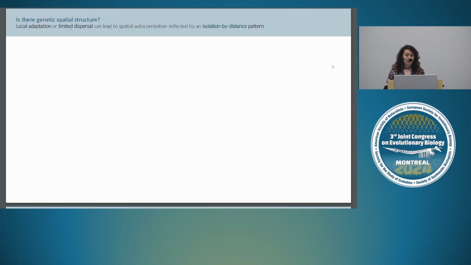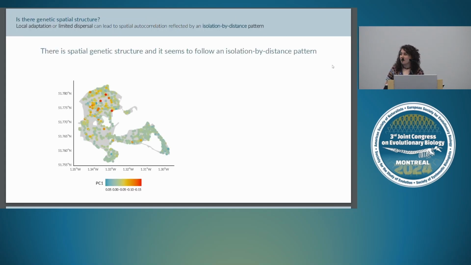So first of all, we want to know whether there is a spatial structure, because any spatial autocorrelation pattern can explain whether there's local adaptation or limited dispersal. Here I am plotting the first axis of variation of a genomic PCA onto a map of the population, in which each point is an individual. And what we see is that we seem to see some spatial genetic structure.